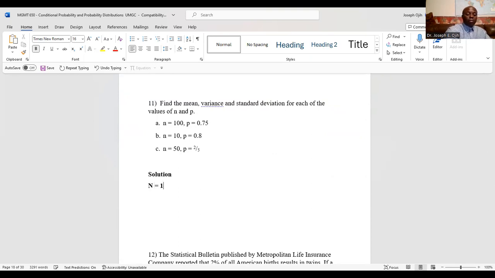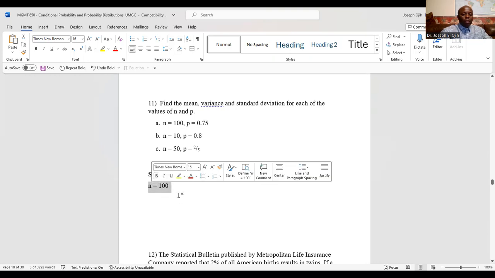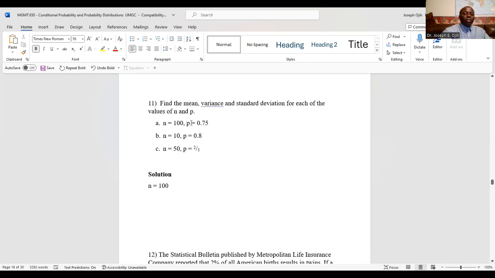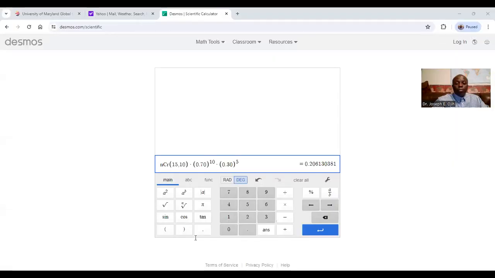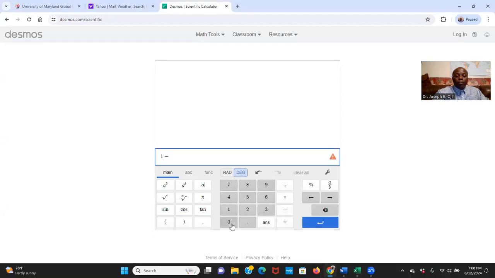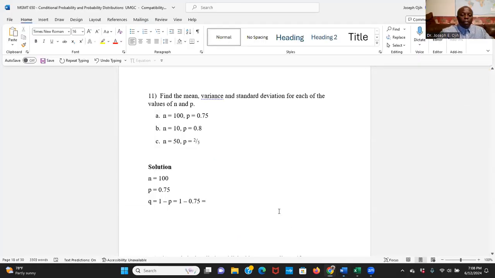N is 100, p is 0.75, and then q equals 1 minus p, always 1 minus p, which means 1 minus 0.75. You can double check this with the calculator. 1 minus 0.75 is 0.25.